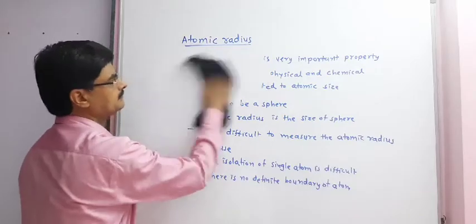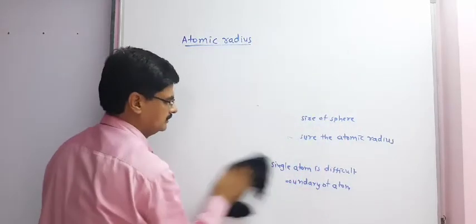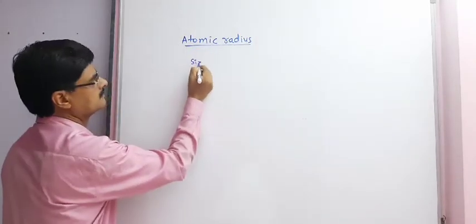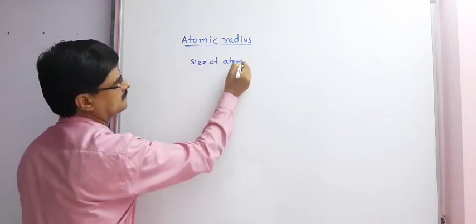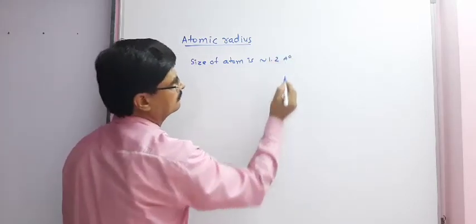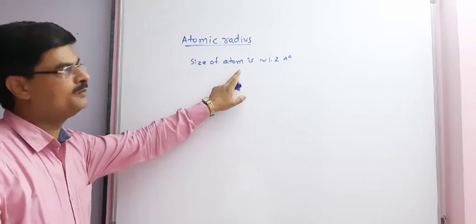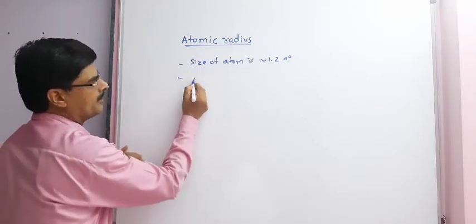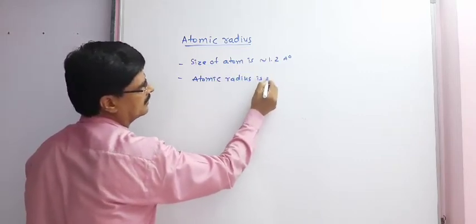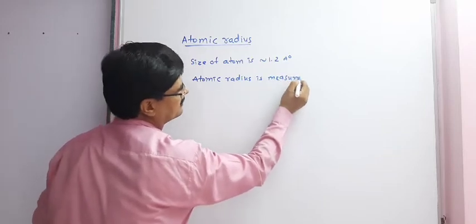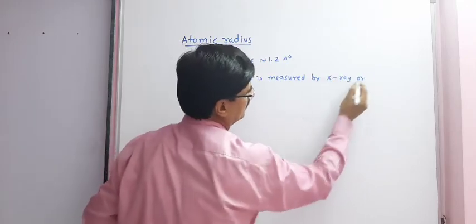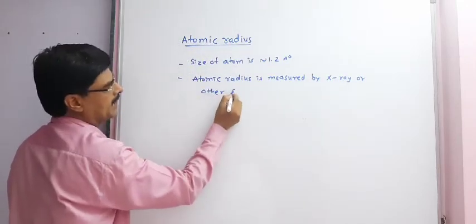Now, size of an atom is nearly 1.2 angstrom. Also, we have to remember that atomic radius is measured by X-ray or other spectroscopic methods.